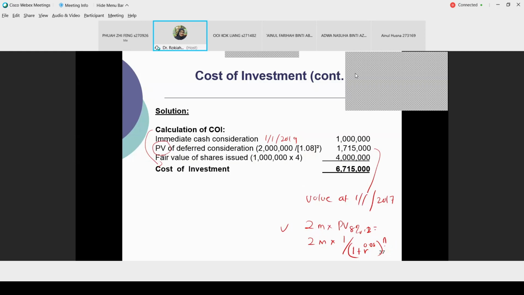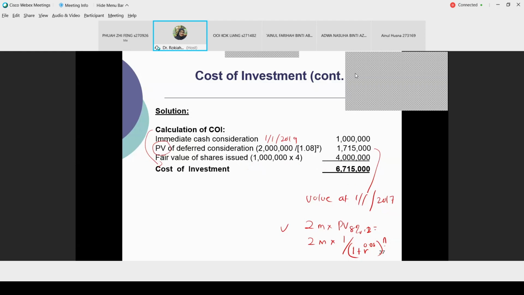So for the liabilities, the deferred consideration is 1.715 million, and the fair value of the share issue is 4 ringgit times 1 million units of shares, so you have 4 million. Altogether, the total cost of investment will be 6.715 million. So 6.715 million here is your cost of investment.